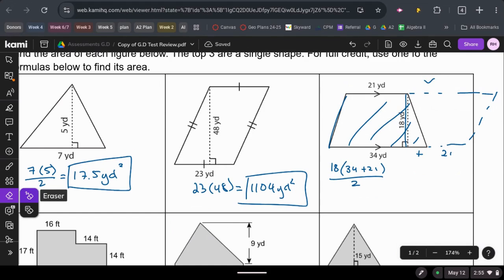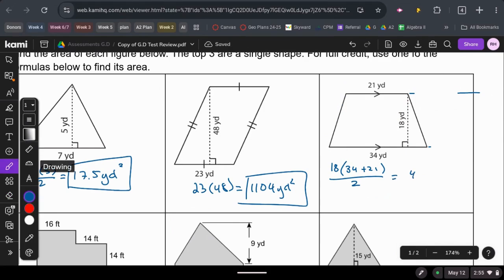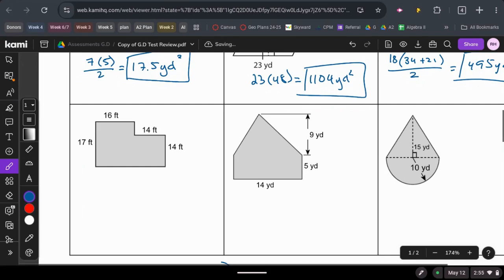So the weirdest looking one with base 1 and base 2 is your trapezoid. Now we can type that into our calculators and get an area of 495 yards squared.